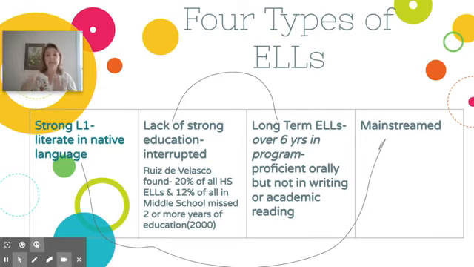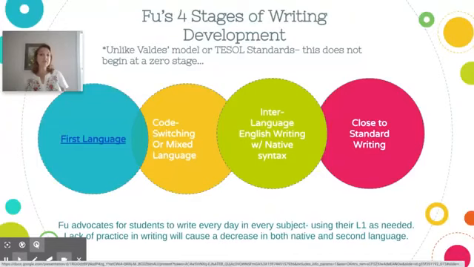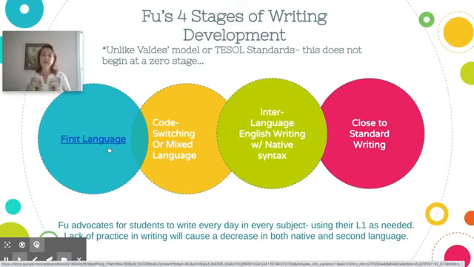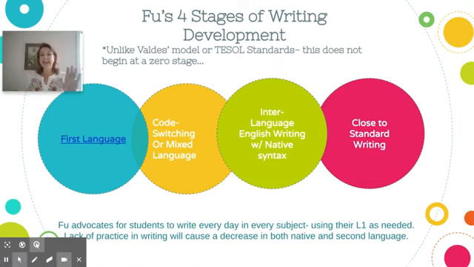So Fu has 4 stages of writing development that is different from TESOL standards and different from the Valdez model, if you're familiar with that. It doesn't start at the 0 stage. It's rather based on what languages they're strong in. So you have your first language. And Fu, through these, I'm going to talk just briefly about them and show you some examples. But she advocates for students to write every day in every subject. To begin with, using their L1 is needed, because lack of practice in writing causes them to stagnate in both their native language and their L2.